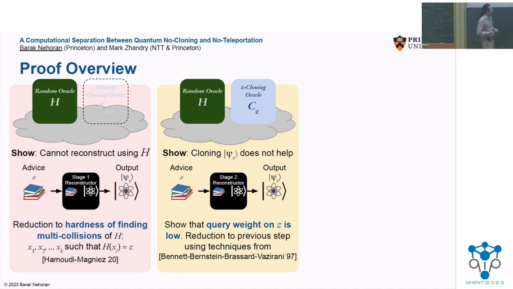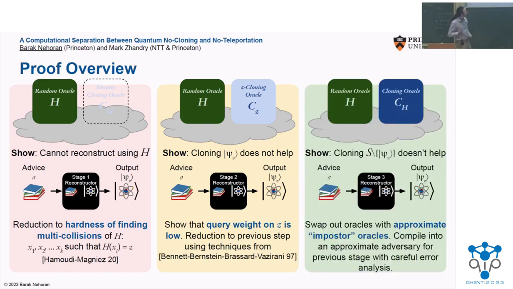In the second stage, we add a limited version of the cloning oracle, which is a z-cloning oracle, which only clones on the challenge state psi z. And we prove this by a reduction to the previous step, by an analysis of the query weights on psi z. And then in the last stage, we add the full cloning oracle. And now we want to show that even with the full cloning oracle, we still cannot do this reconstruction process.